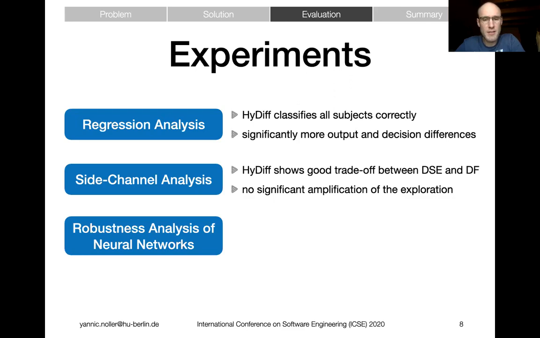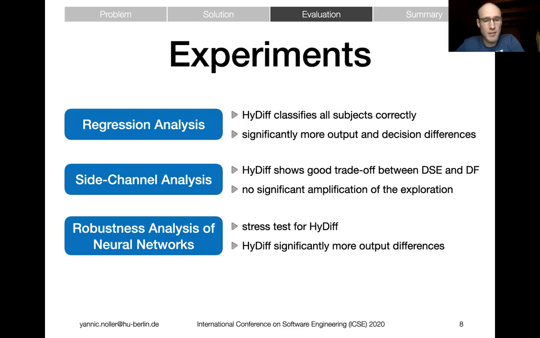For our side channel analysis, HyDiff showed some very good trade-off between symbolic execution and fuzzing. However, it was not able to show a significant amplification of the acceleration in contrast to regression analysis. The reason here is that differential fuzzing is already a very powerful tool for this problem domain. Therefore, the combination with symbolic execution did not show so much benefit besides the combination of the results.